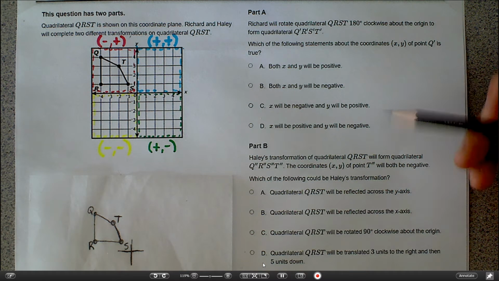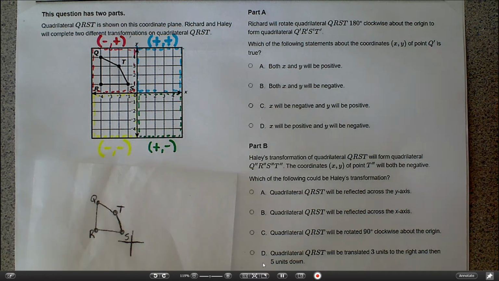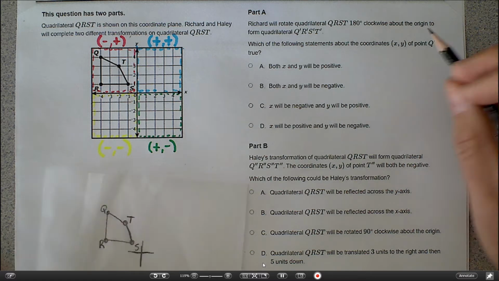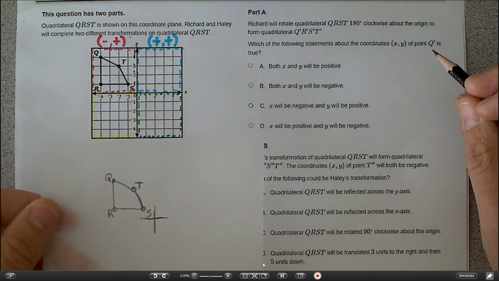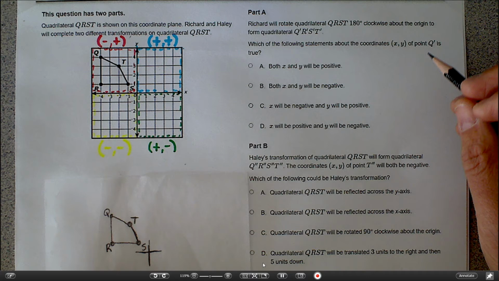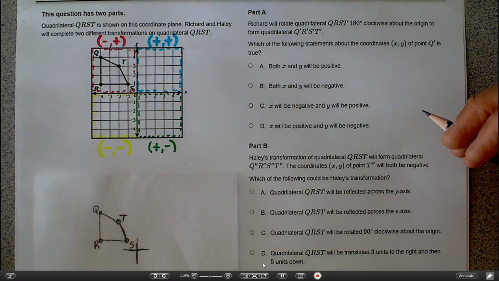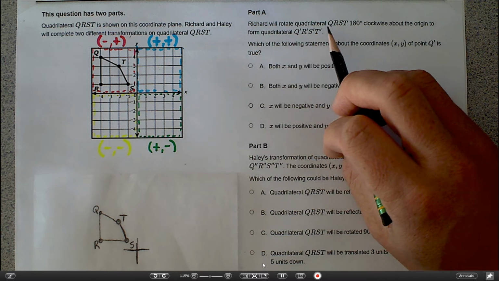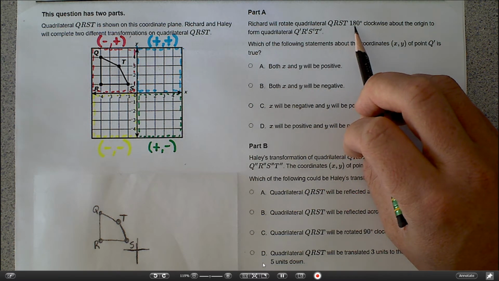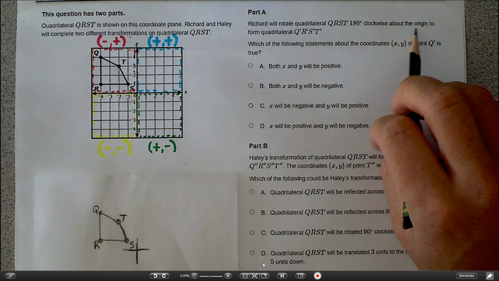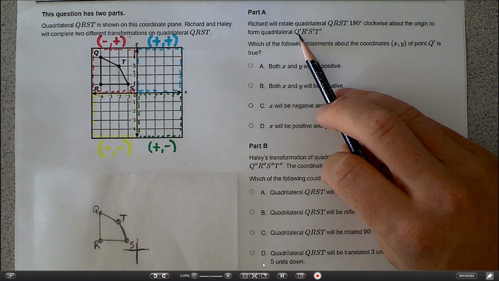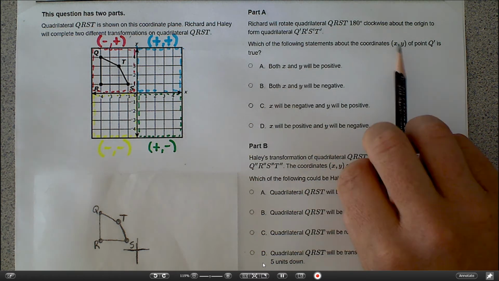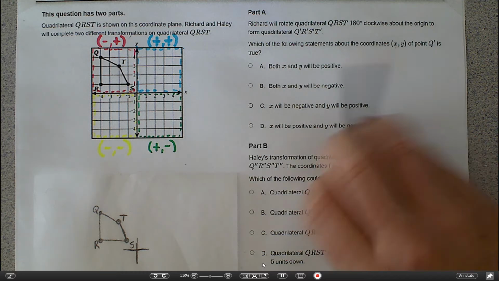And that's going to come into play a little bit in part A, and maybe a little bit of part B as well. All right, let's take a look at part A. Oh, also, last thing, I'm going to use my patty paper or tracing paper to assist me through this problem, and it will give you guys a great visual. So part A, Richard will rotate quadrilateral QRST 180 degrees clockwise about the origin to form this new quadrilateral Q prime, R prime, S prime, T prime. Which of the following statements about the coordinates X and Y of point Q prime is true?